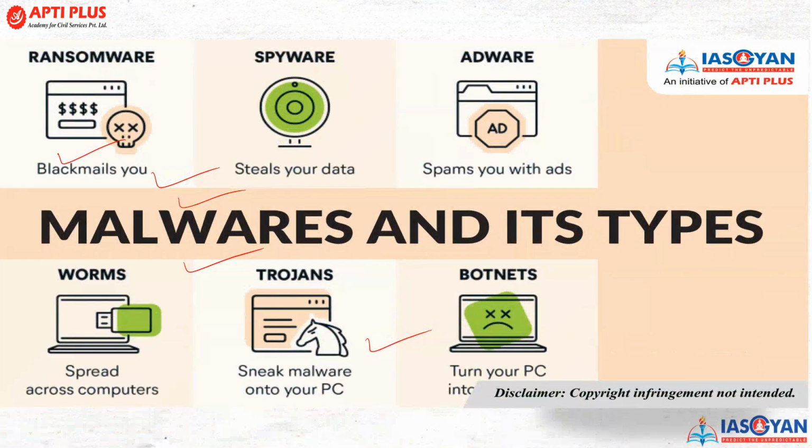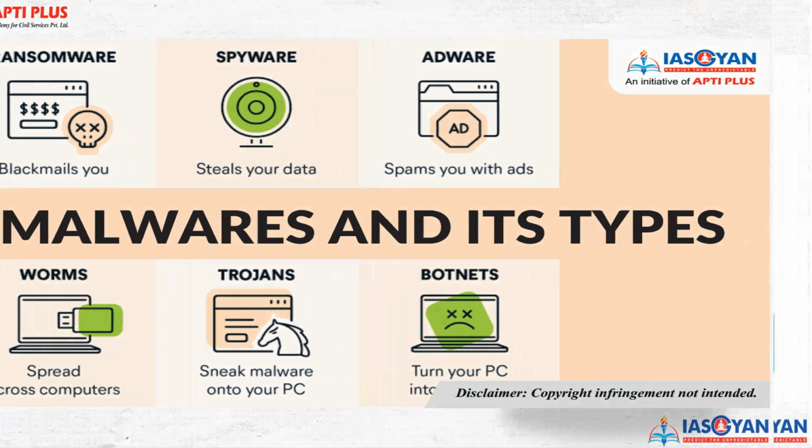Now, there are several kinds of malware. Malware includes ransomware, spyware, adware, worms, trojans, and botnets, right? So these are the types of malware. If there's a question in the prelims examination asking you to eliminate which of the following are malwares, you can easily identify them.